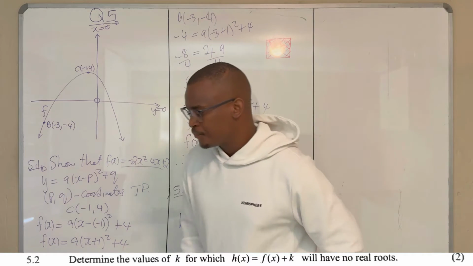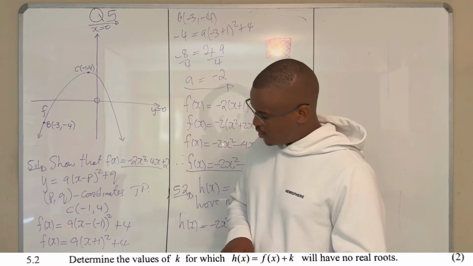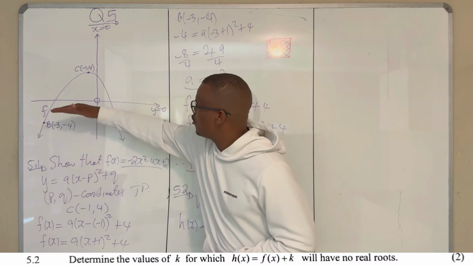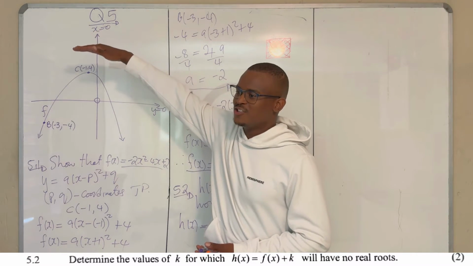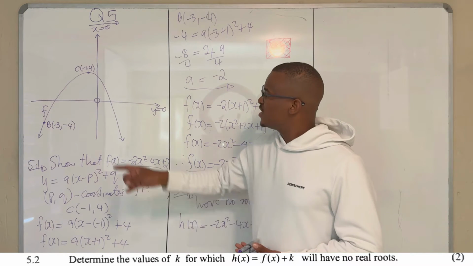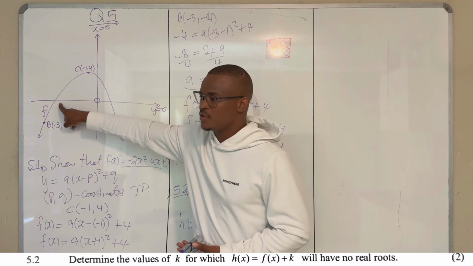So, a parabola with no intercept, it's negative, this one. It's either below the x-axis or above the x-axis. So it never reaches the x-axis. That's what it means to have no roots. This one does have roots. Here's another root, here's another root.